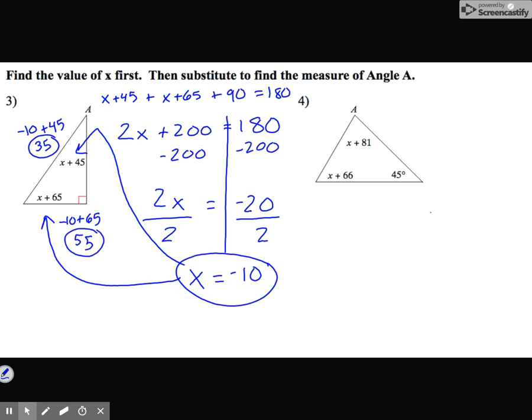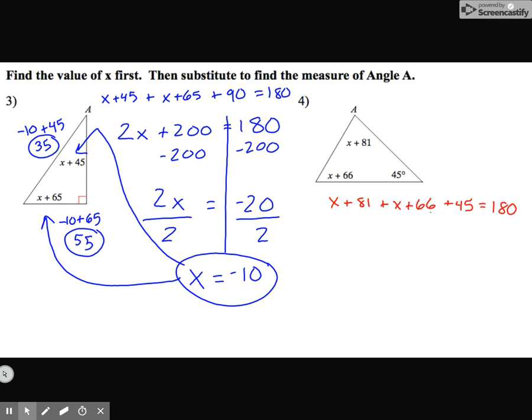In problem 4, we'll go ahead and set up the equation. x plus 81 plus x plus 66. So those are the two angles with the variables in them, plus our other angle, 45, which equals 180 degrees.